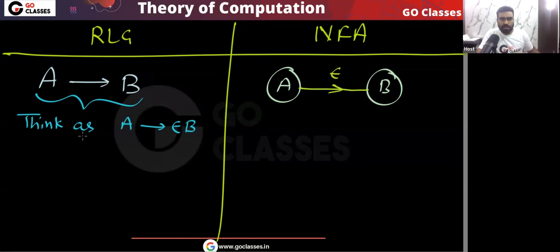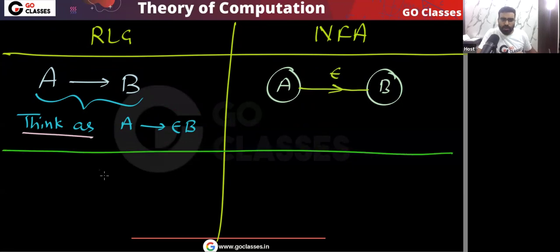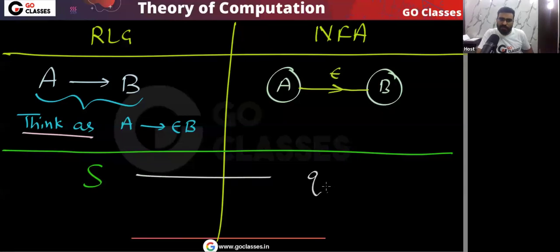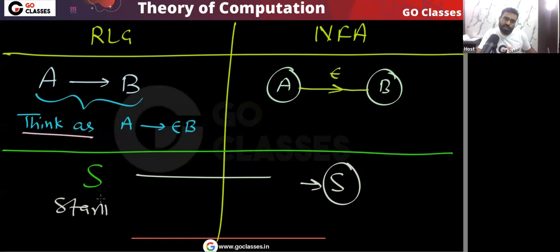Now let's see the next one. What else is possible? I told you that the start variable will become the start state. Is this clear? The start variable will become the start state. Here you have the start variable, and here it will become the start state.